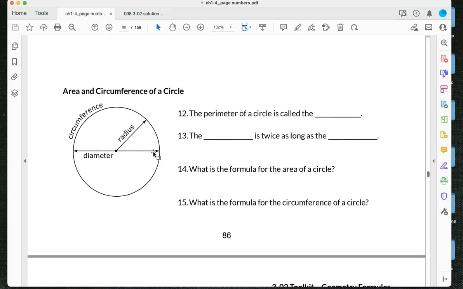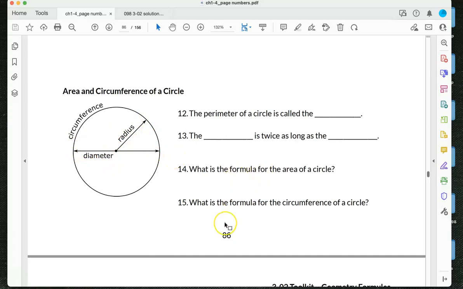Down here, we're going to go over some vocabulary about circles. The perimeter of the circle is the distance around the circle. That's called the circumference. The diameter is twice as long as the radius. So the radius goes from the center to the outside, and the diameter goes all the way across the circle.